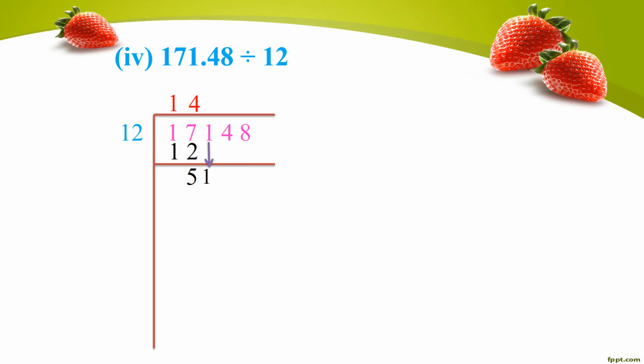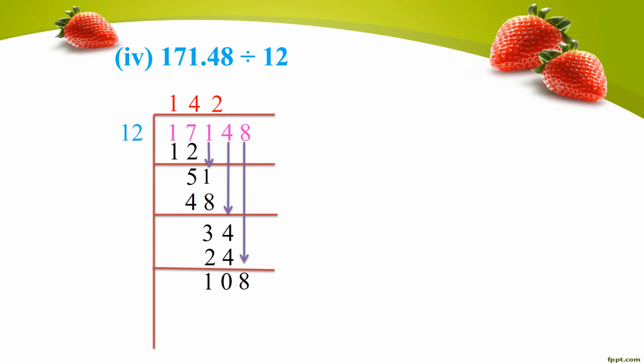In 51 there are 4 12s. So 12 4s are 48. On subtracting 51 and 48 we get 3. Now bring down 4. Now it is 34. We know very well that there are 2 12s in 34. 12 2s are 24. On subtracting we get 10. Now bring down 8. Now the number is 108. There are 9 12s in 108. So 12 9s are 108. On subtracting we get 0.